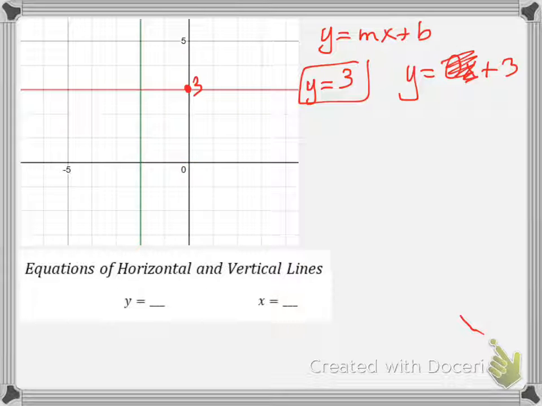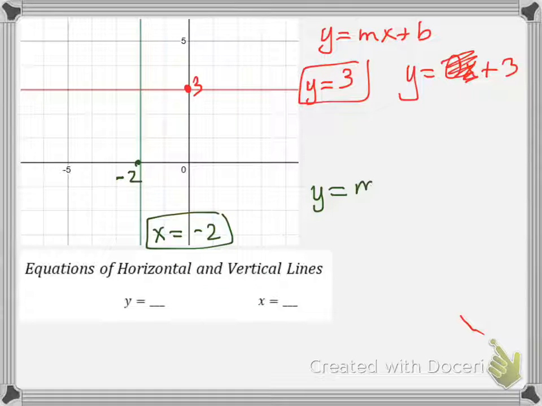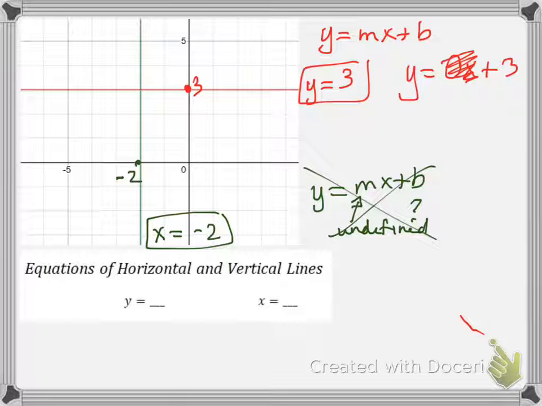Let me look at the green one. Green one touches only the x-axis, and it touches the x-axis at negative 2. So the equation of that line is just x equals negative 2. If I tried to do it with y equals mx plus b, and I said, where does it touch the y-axis? It doesn't. What's its slope? Undefined, because it goes straight up and down. So it's definitely not helpful for that one. I just have to remember, if it goes vertical, it's an x equals line.